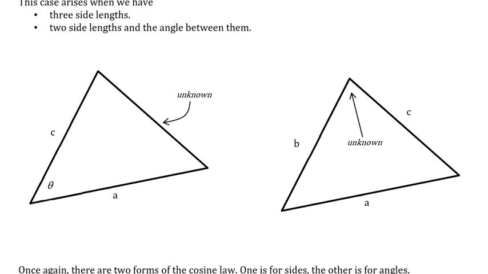Can somebody explain why I can't use sine law in either of those two cases? Just one or the other is fine. Why can't I use sine law to solve? So if I'm given two side lengths and an angle, and I'm looking for the other side length, or if I'm given three side lengths and I'm looking for the angle, why can't I use sine law?